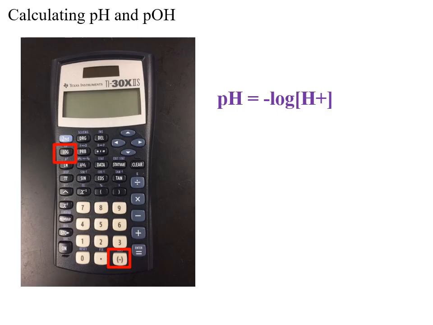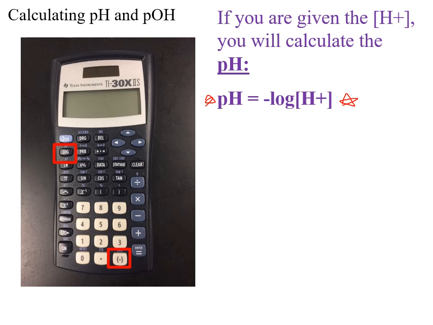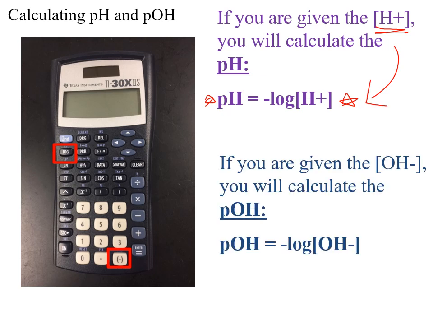Okay. And then to calculate pH, this is a very common formula. If you don't know where the log button is on your calculator, it's right there under second. And make sure you're using the negative symbol, not the minus symbol, because that will give you an error. And so when we're given H plus to calculate pH, we use this formula. If I've given OH, you're going to calculate pOH using this formula.